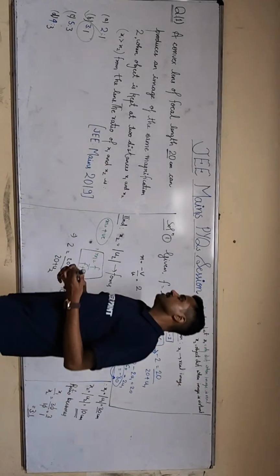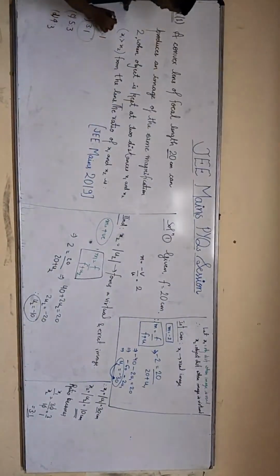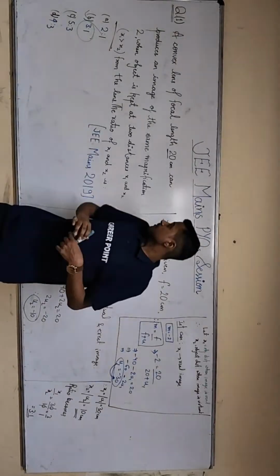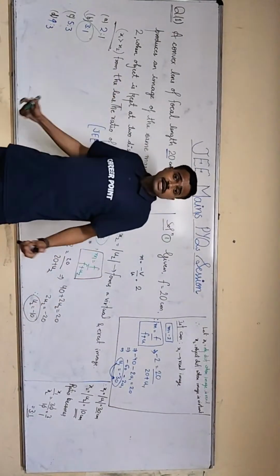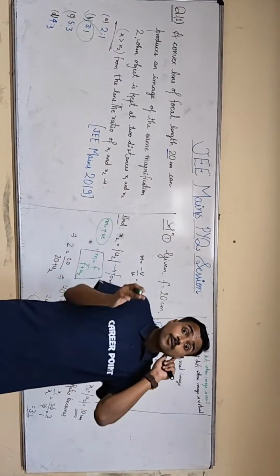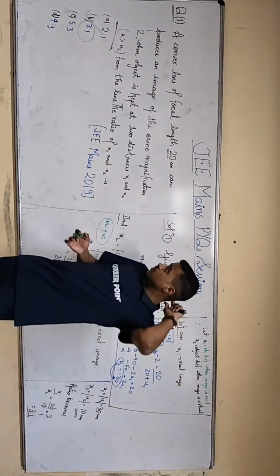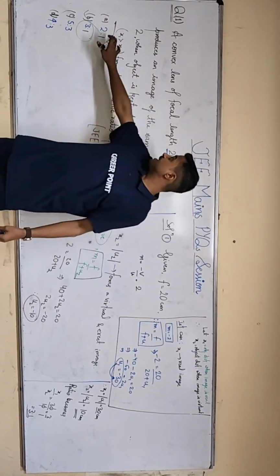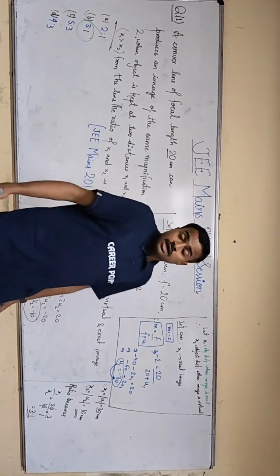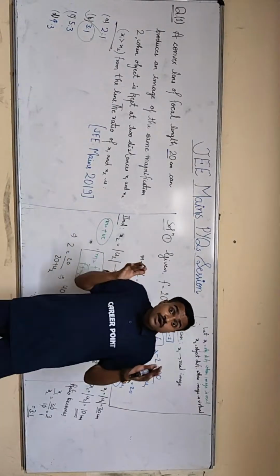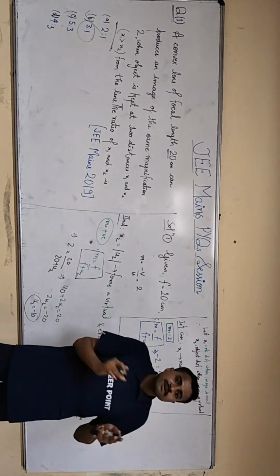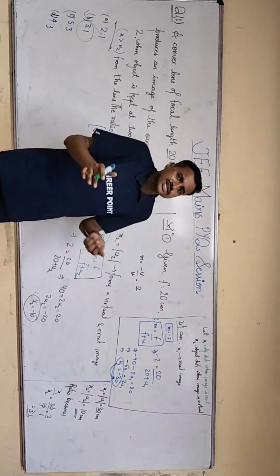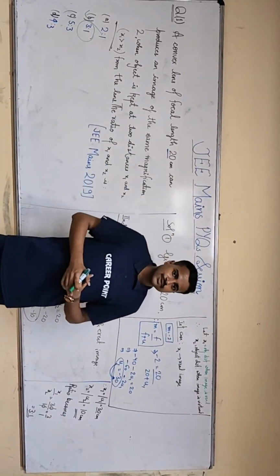And one more thing, here is a relation between x1 and x2. What do you mean by this? This means x1 is very far away from the optical center. x1 is big and x2 is small. That means x1 is kept very far away from the optical center. Similarly, x2 is placed at a very short distance. I hope this is clear to you.